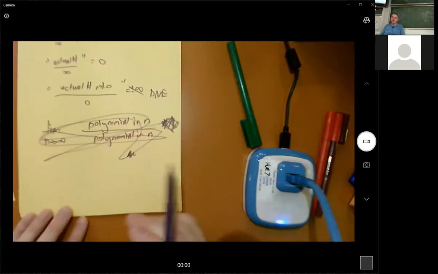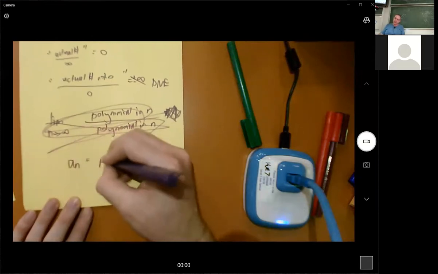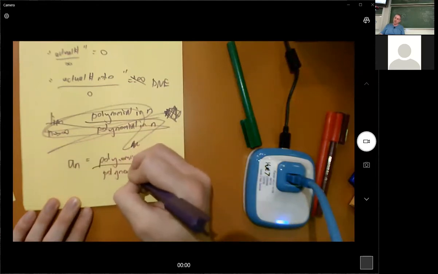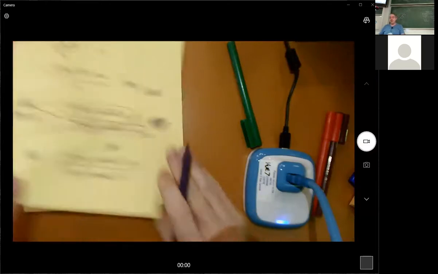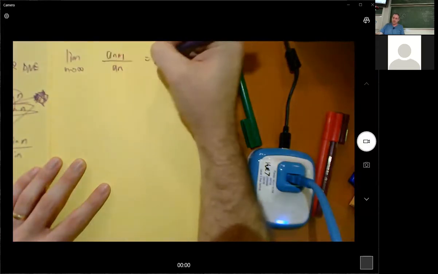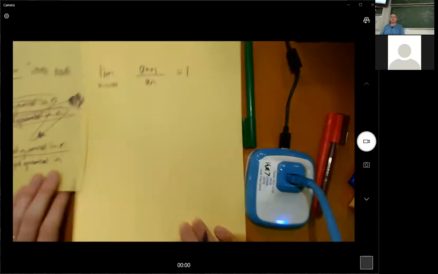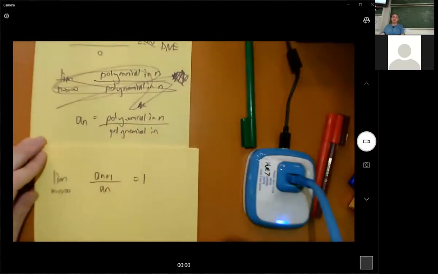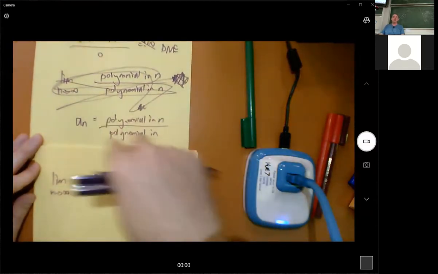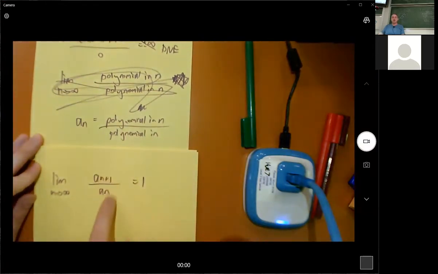It's this: if you have a polynomial in n divided by a polynomial in n, then this is always 1. Ratio test. So if your sequence is made of polynomials in n, and you do the limit of each one divided by the one before it, that limit will always be 1 every time. Ratio test will fail for something like that.